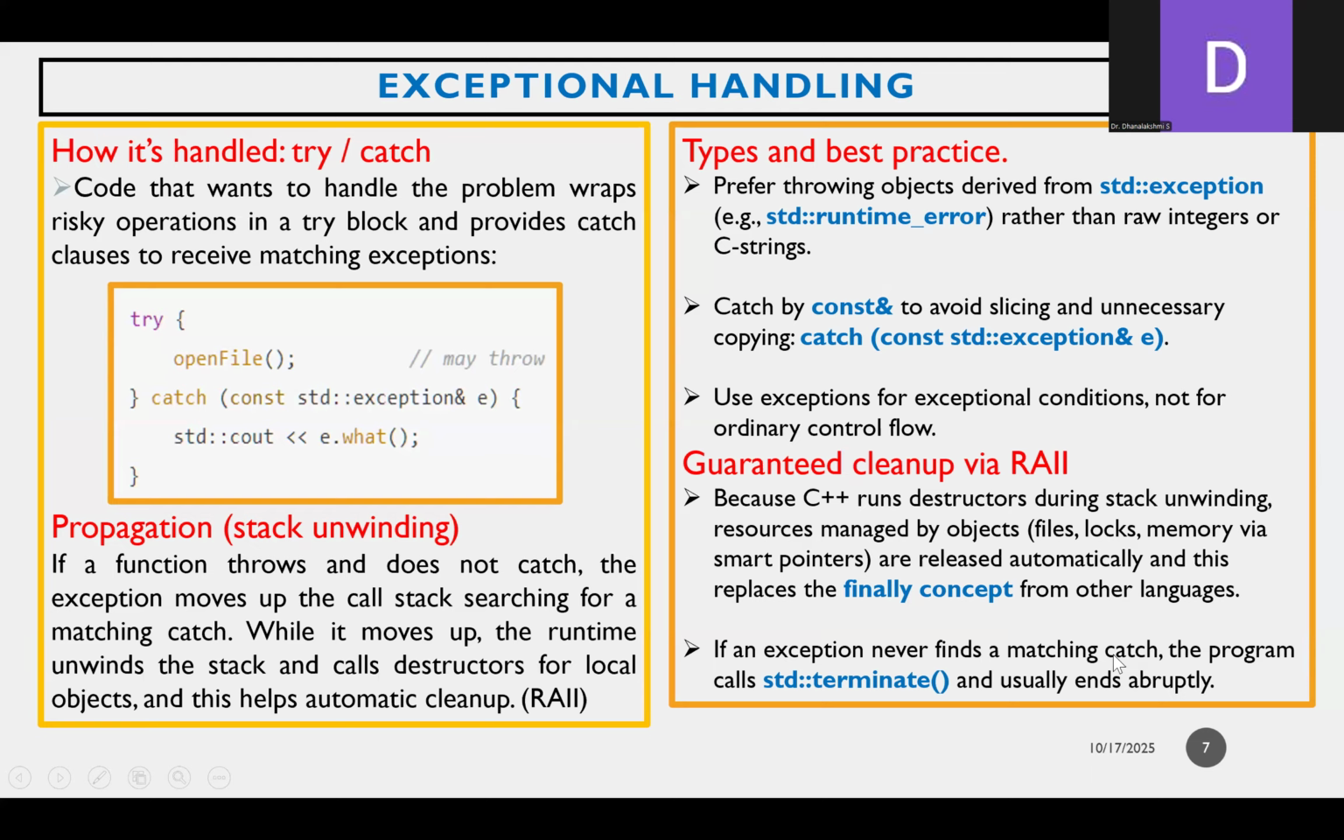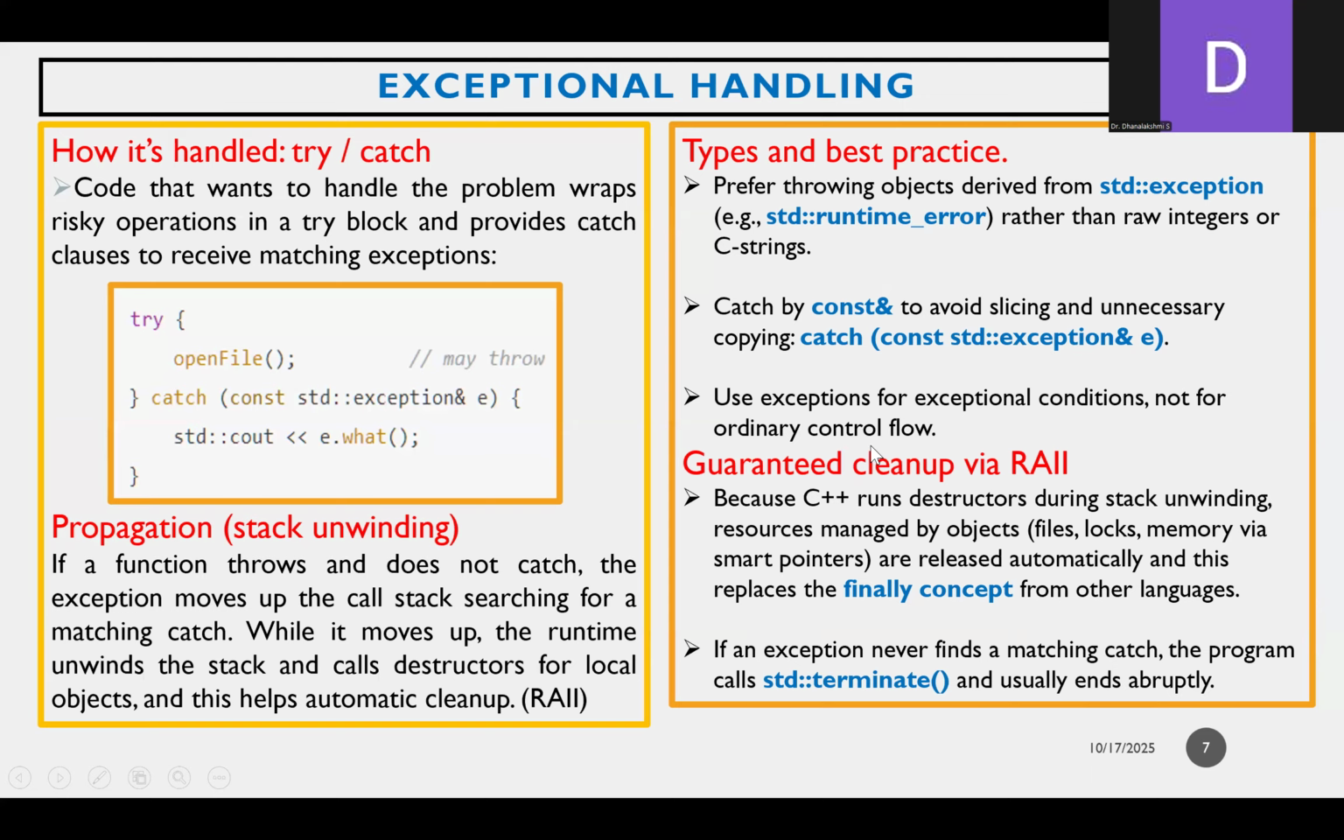For example, if an exception is thrown inside a function, smart pointers like std::unique_ptr and std::shared_ptr will still release the memory automatically. And what will happen if no catch is found? If an exception is thrown and no matching catch is found, C++ calls std::terminate, so the program ends abruptly. That's why it's important to catch exceptions at least at a high level in main.